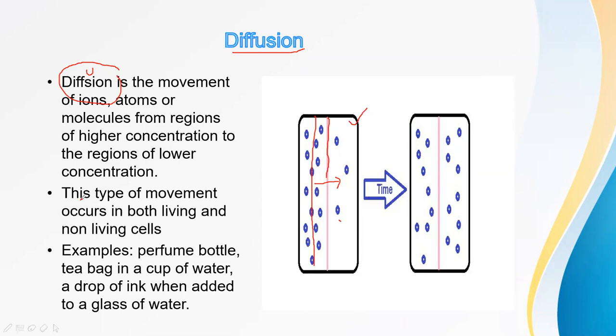So this diffusion occurs in both living and non-living cells. Let me give an example for this diffusion.